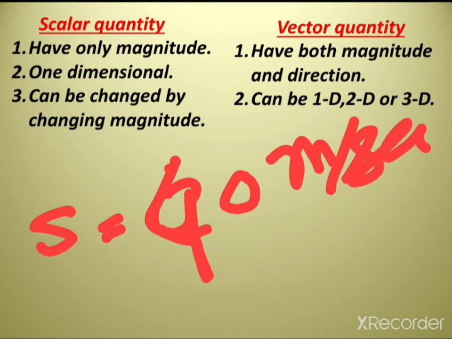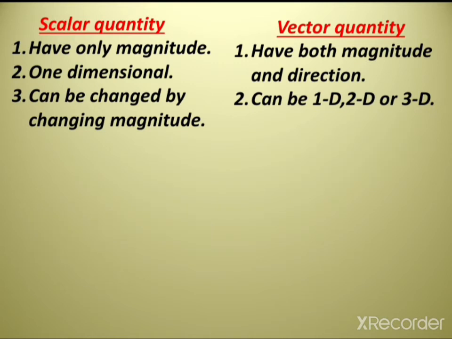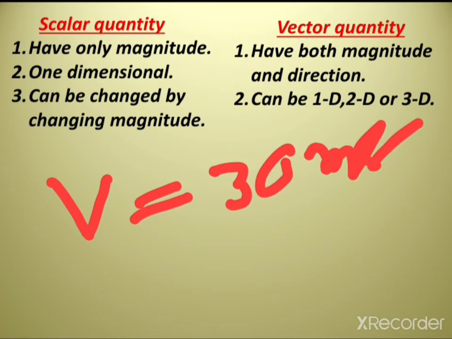But in case of a vector quantity, it can be sensed in three ways. That means, suppose velocity v is equal to 30 meter per second and it is moving in this direction.